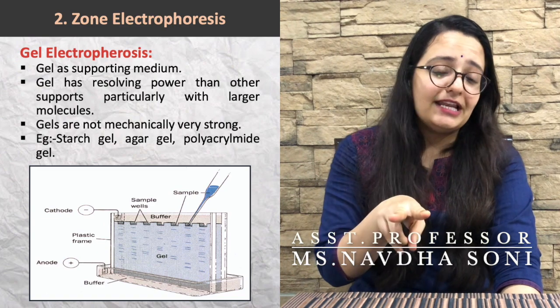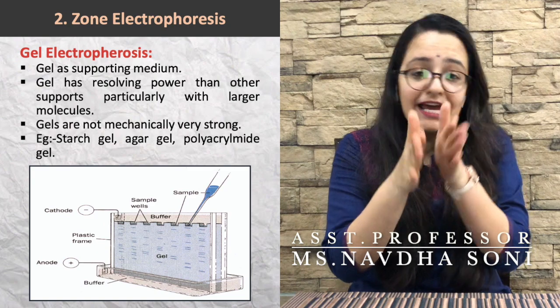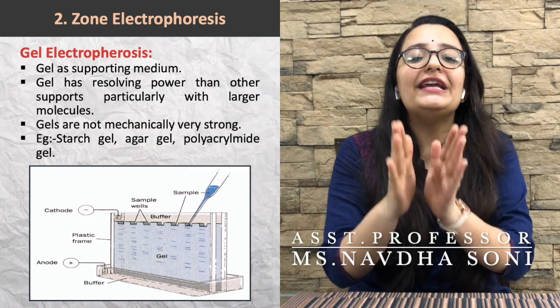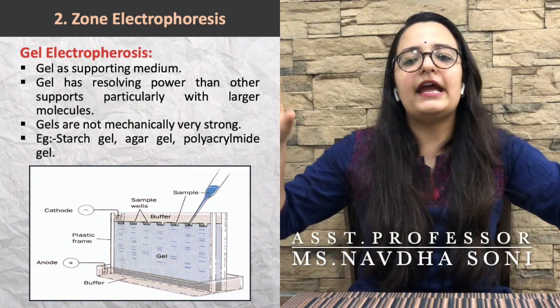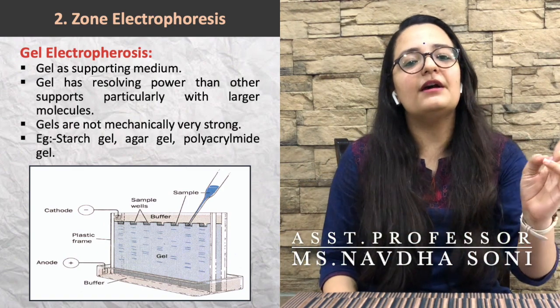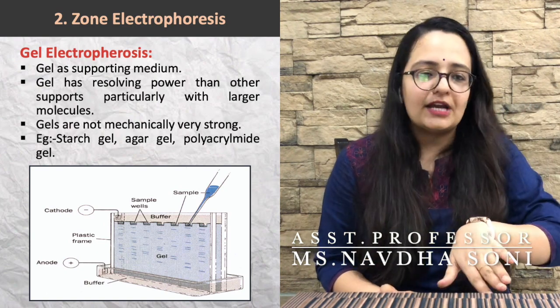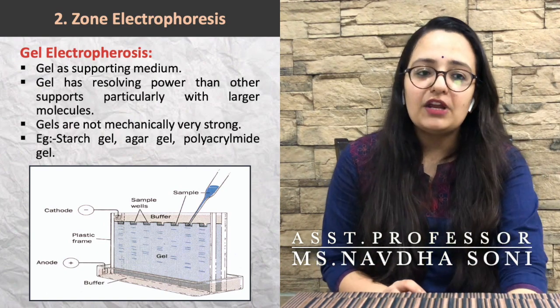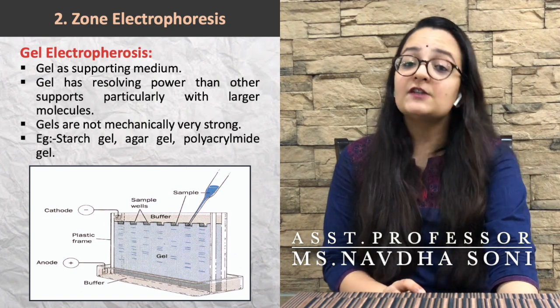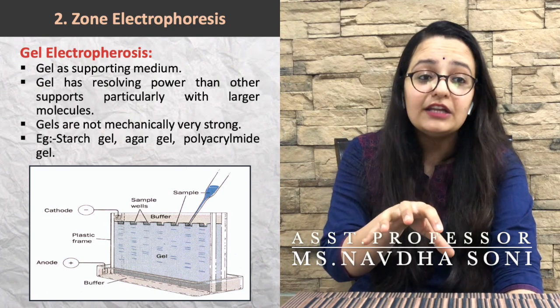Second is gel electrophoresis. The difference in gel electrophoresis is only the supporting medium. Buffers and electrodes remain the same, but the supporting medium is different. So here paper is replaced with gel. Gel is a supporting medium, and it has better resolving power than other supports, particularly with large molecules.